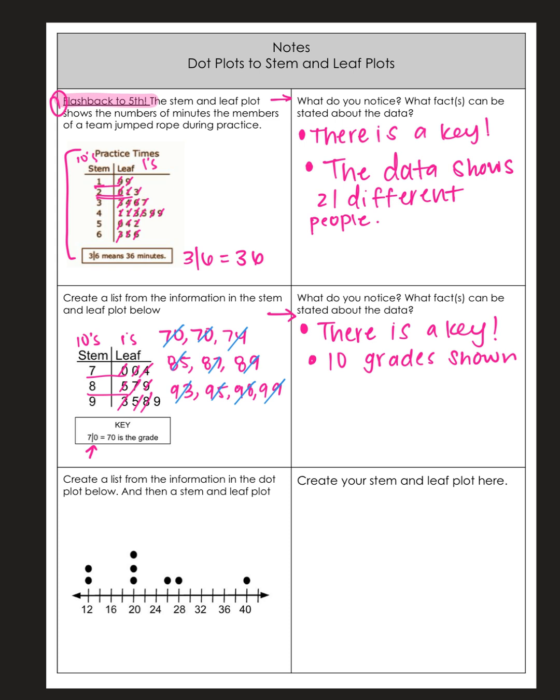Can you think of another one, maybe regarding the highest or the lowest grade? Go ahead and write it right here. Do that one on your own.